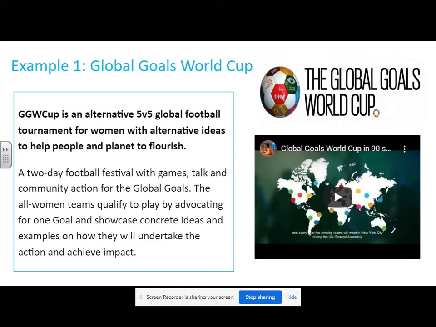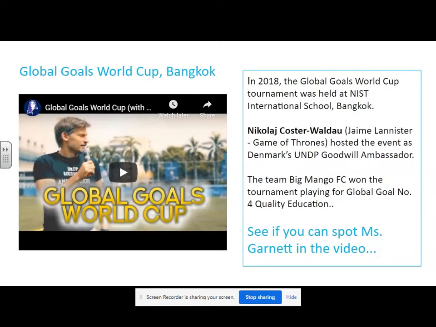An example of this could be the Global Girls World Cup in Bangkok, which took place two years ago. It was hosted at NIST International School, Bangkok. Shrewsbury would like to host something similar in the future, and we've got lots of work going on in the background around sustainable development. In this tournament, they were very lucky to have Nikolaj Coster-Waldau, or Jaime Lannister from Game of Thrones, host the event, as he is the United Nations Development Programme Goodwill Ambassador.